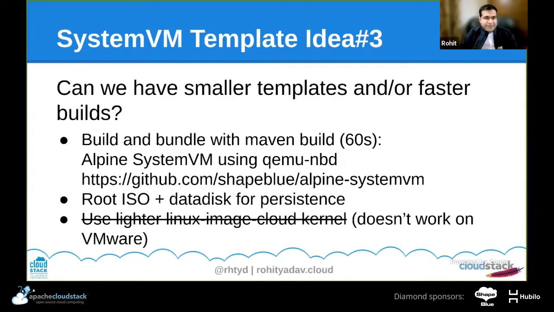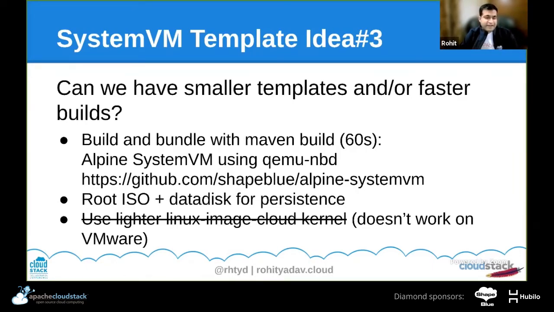The third idea is maybe can we have smaller templates? The current template is about 500 megs in size. And if you're bundling 3 of them for 3 hypervisors within the packages, that's at least a gigabyte of additional package size that we have expanded.